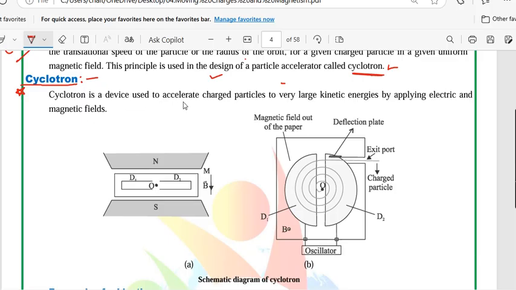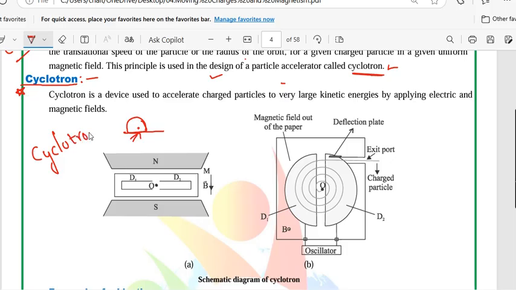It is used to accelerate charged particles to very large kinetic energies by applying electric and magnetic fields. So if I have a particle, I need to accelerate this particle. So what is the criteria to accelerate this particle? This phenomenon can be done with the help of the device called cyclotron.